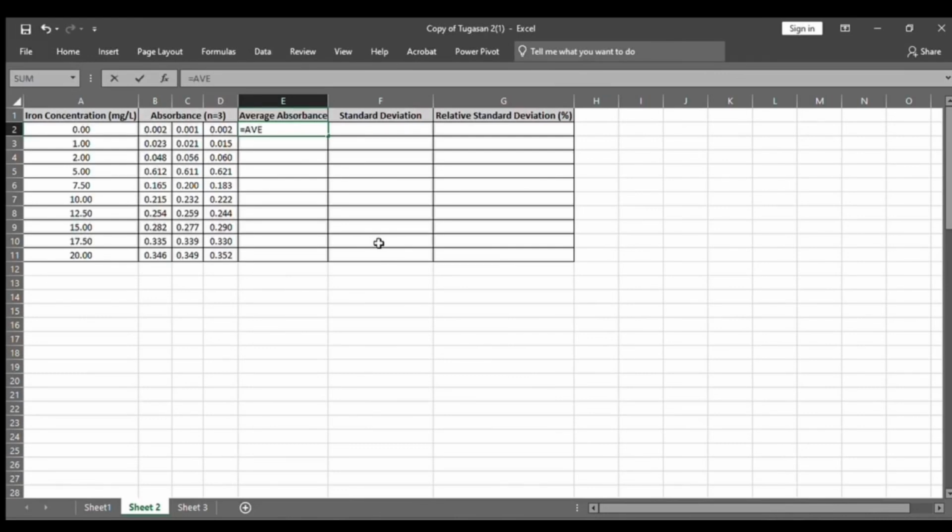Firstly, to find the average absorbance, we type in equals AVERAGE in brackets B2 colon D2. We get the answer, and by dragging it down, we get the answer for all the other ion concentrations.